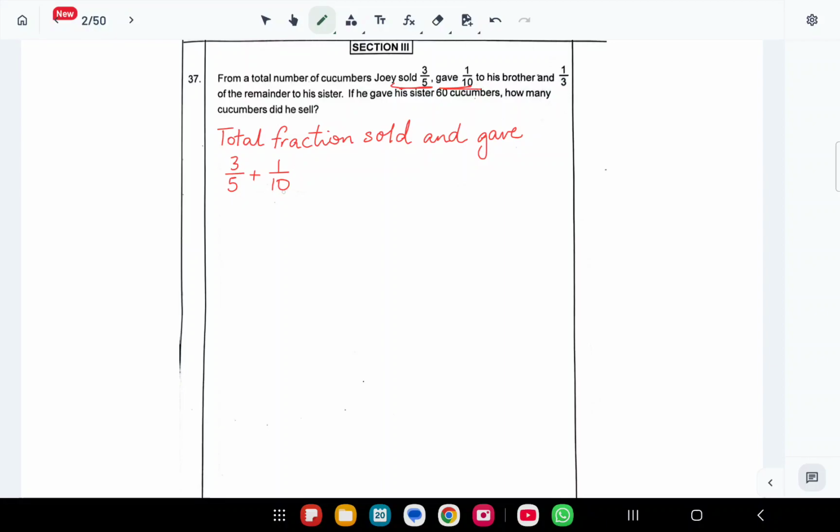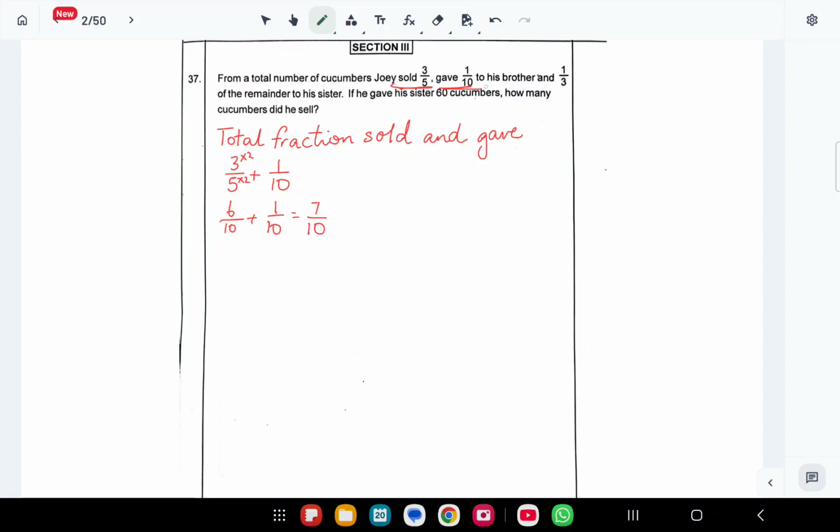Alright, so to add here now, we realize we have two different denominators, so we need to make the denominators the same. We know 10 is a multiple of 5, so we can change 5 to 10 by multiplying by 2. Whatever we do in the denominator, we do in the numerator. So this becomes 6 over 10 plus 1 over 10, and 6 add 1 is 7 over 10. So we know the total fraction he sold and gave was 7/10.